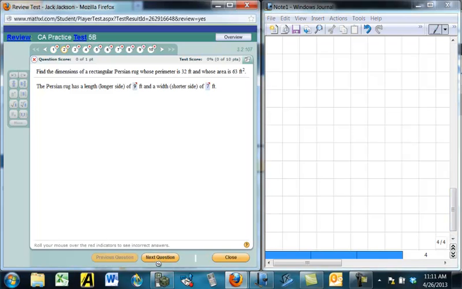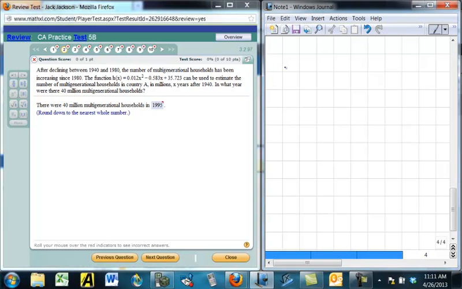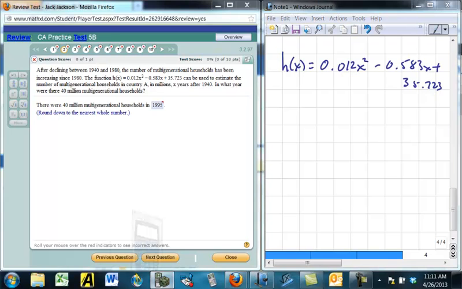Alright, next question. After declining between 1940 and 1980, the number of multi-generational households has been increasing since 1980. The function here, let me write it down, h of x equals 0.012x squared minus 0.583x plus 35.723. Let's go ahead and put that in our calculator.